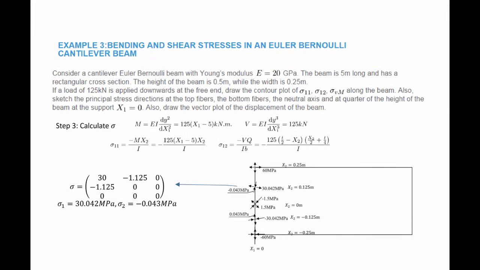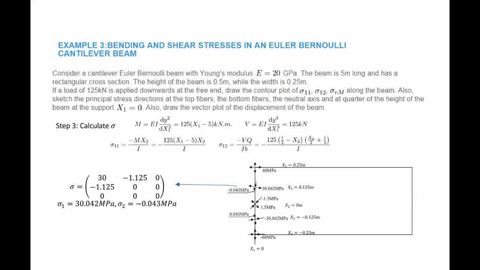For the next point, where x1 is 0 and x2 is equal to quarter the height of the beam, 0.125 meters, you'll find sigma o1 to be 30 and sigma o2, with this shear, is equal to negative 1.125.